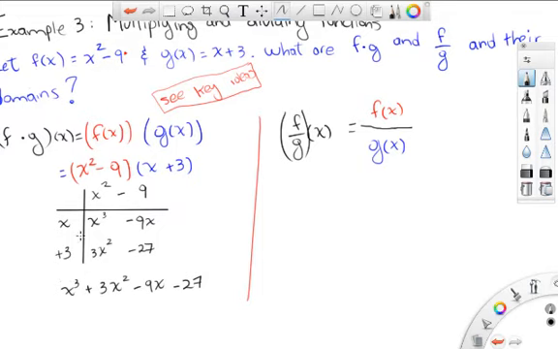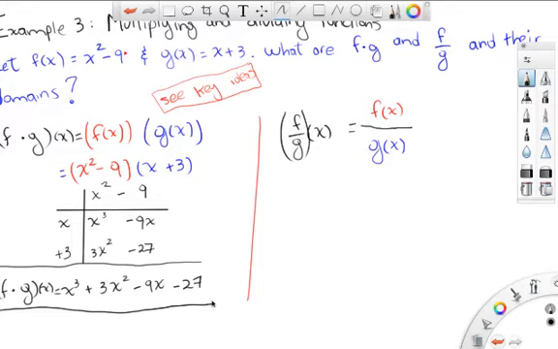And all I did next was write this in standard form. So I had the cube first, and degree 2, degree 1, and constant. So that is all. I have nothing to combine. I have nothing left to simplify, so this is my final answer for that. Here's where it gets tricky.